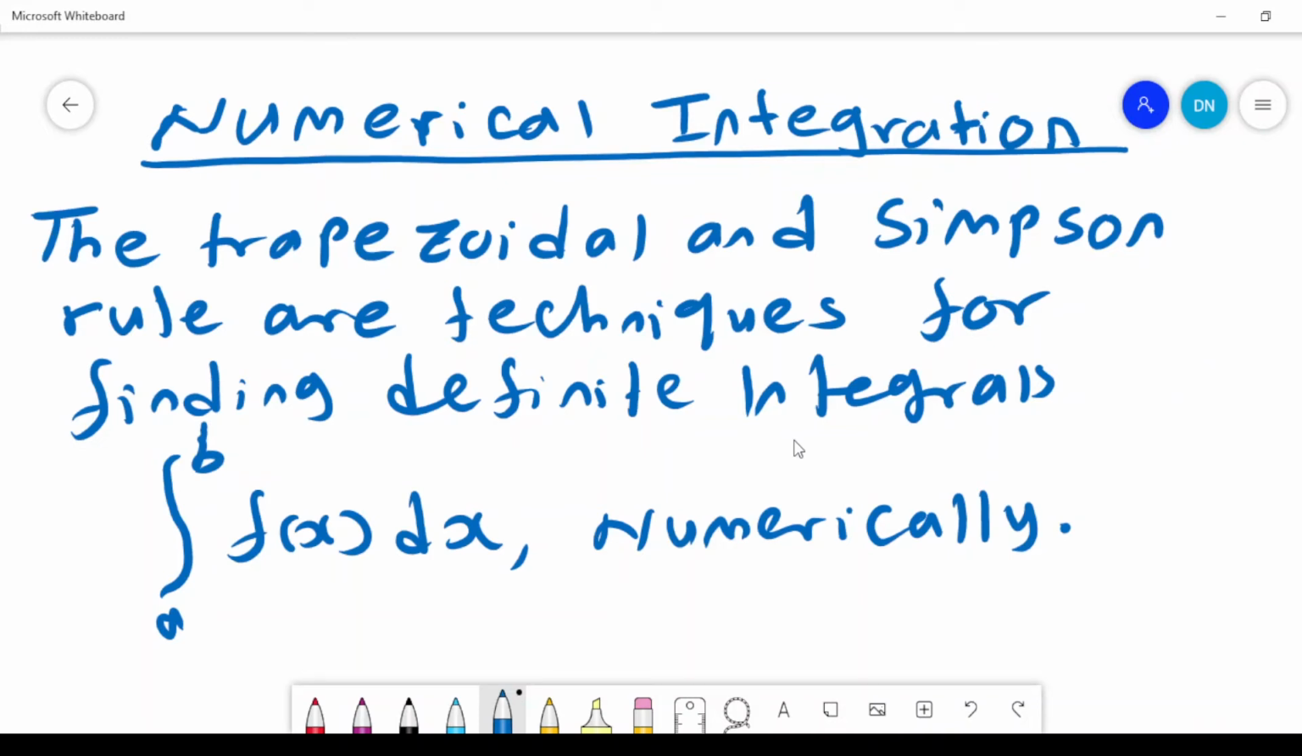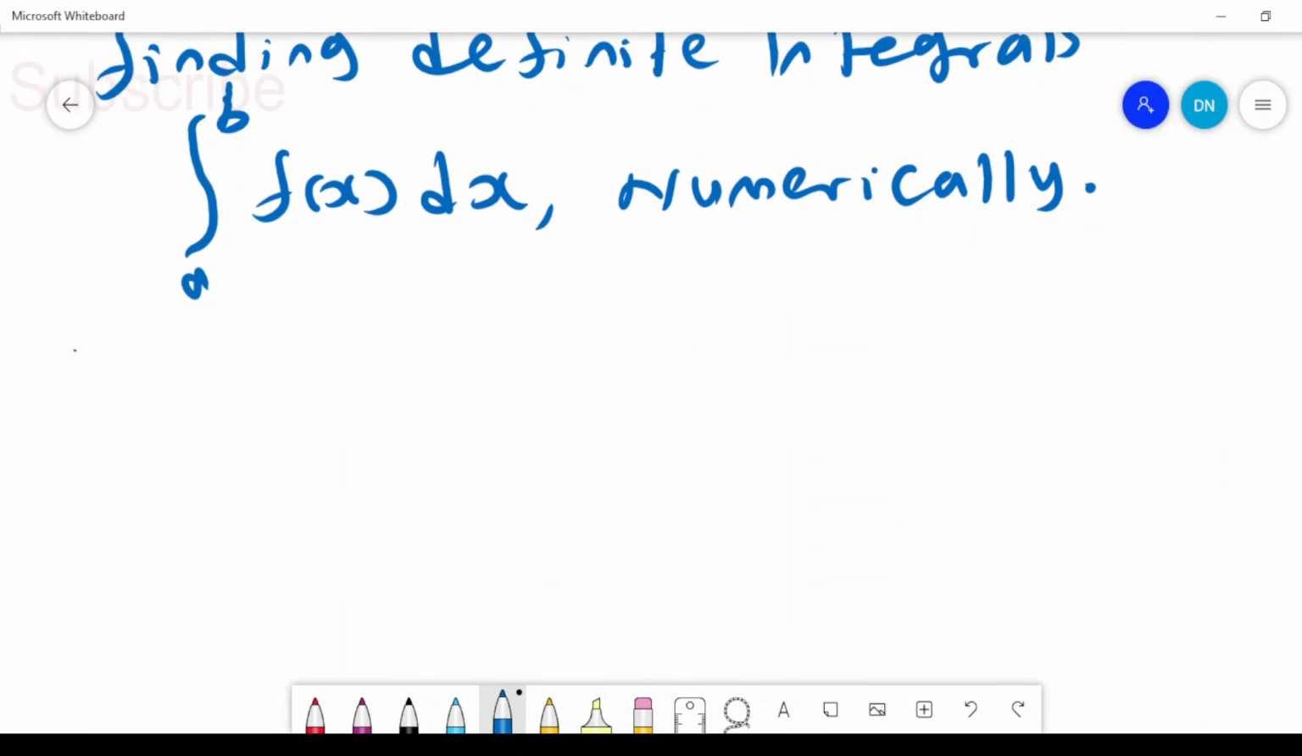For numerical integration, we want to look at the trapezoidal rule and the Simpson rule, which are techniques for finding definite integrals numerically. We're going to look at two methods, the ones we have mentioned. We have the trapezoidal.